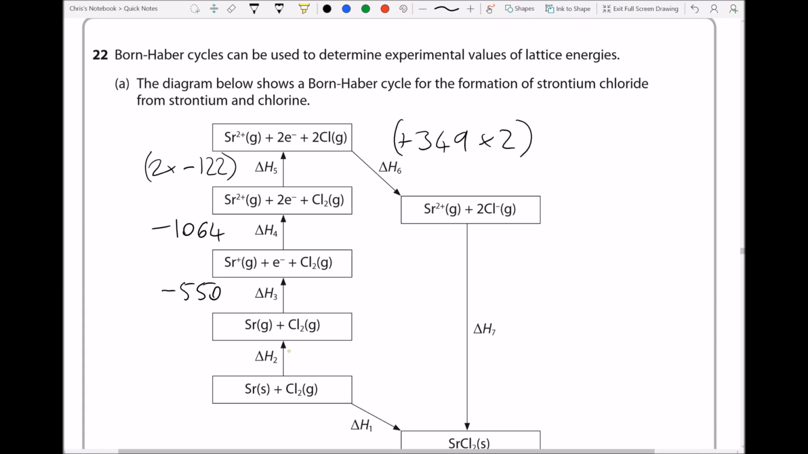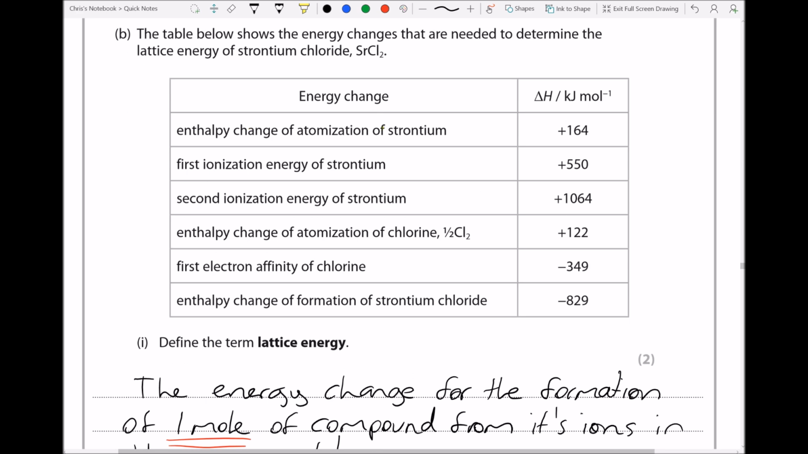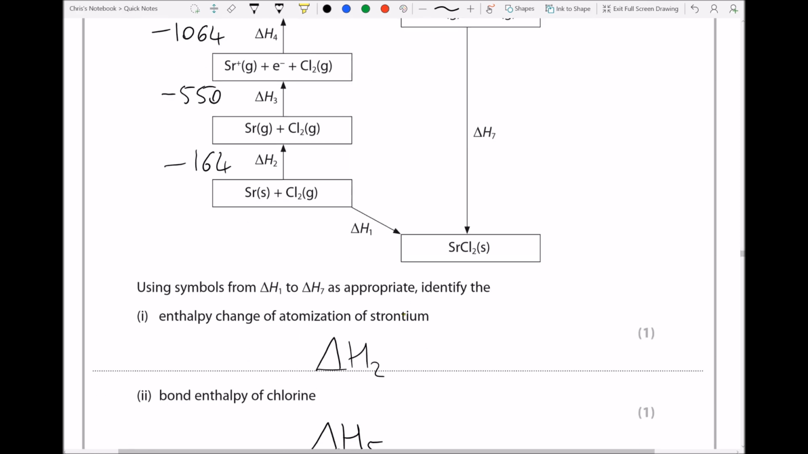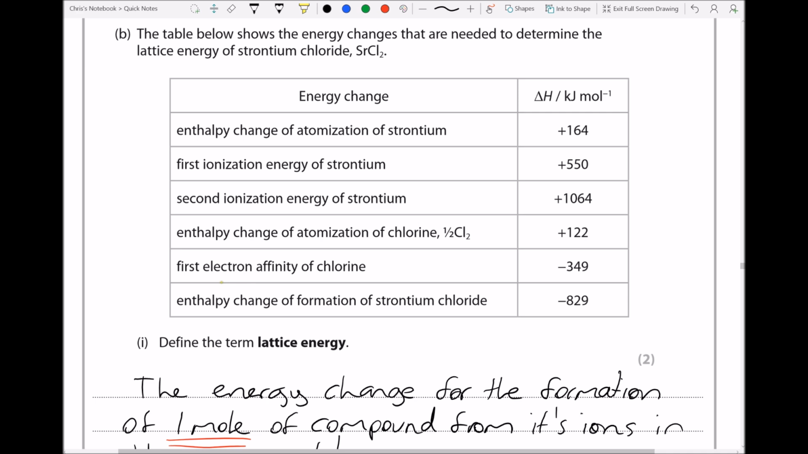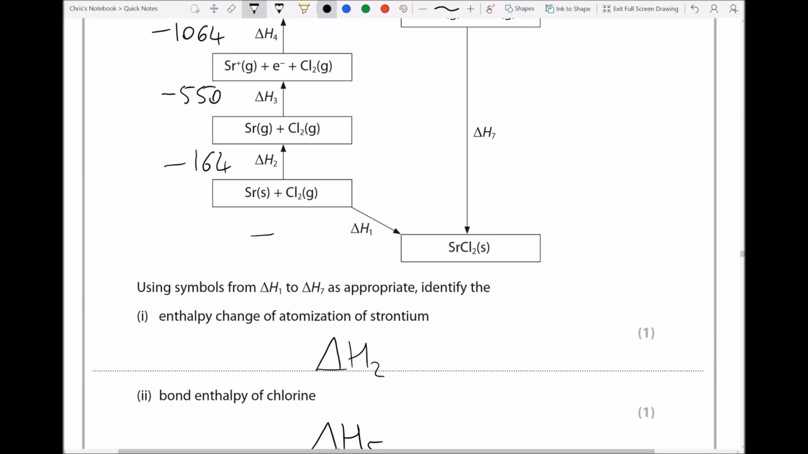And the final one, which is delta H2, is the enthalpy change of atomization of strontium. That's plus 164. We're going against the arrow, so it's minus 164. And then we've got our last step to get to our destination. We're going with the arrow with this one. This is delta H1, the enthalpy change of formation. That's minus 829. Because we're going with the arrow, we keep that number the same.